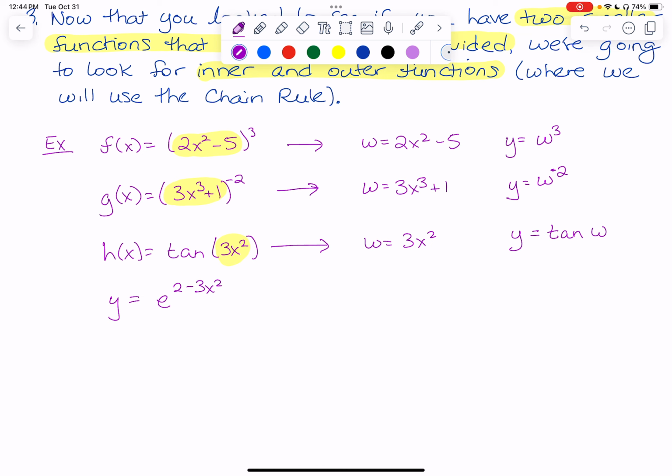Here, the very first thing that I do is going to be on this y one, is evaluate this exponent. Let's say I want to find y when x equals 0. Then I'm going to say that 2 minus 3 times 0 squared is equal to 2. And so my very innermost function is going to be that w is equal to 2 minus 3x squared. The only other thing I have to do then is evaluate that e term once I have the w. And so I'm going to have an e to the w. One of my favorite functions.